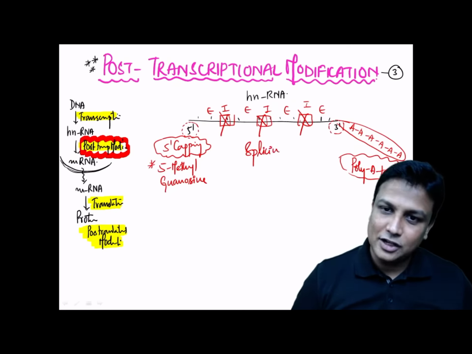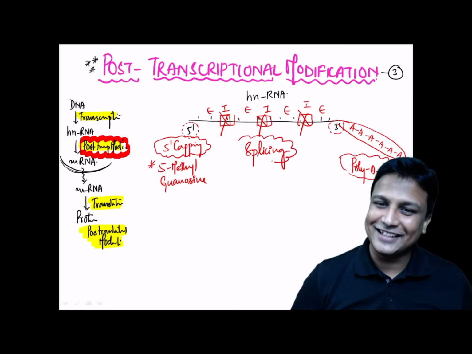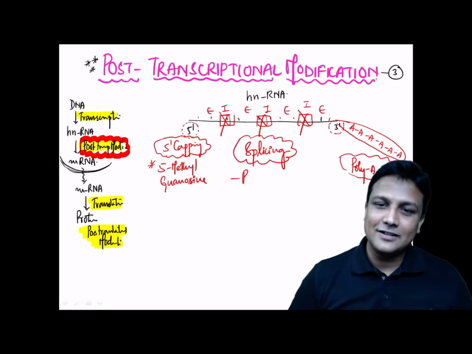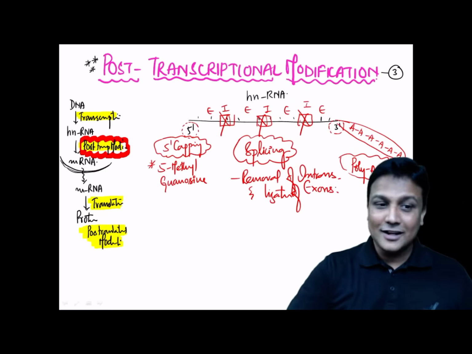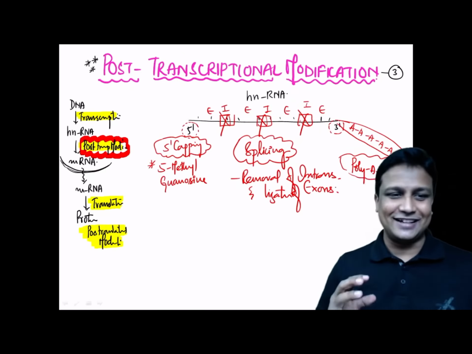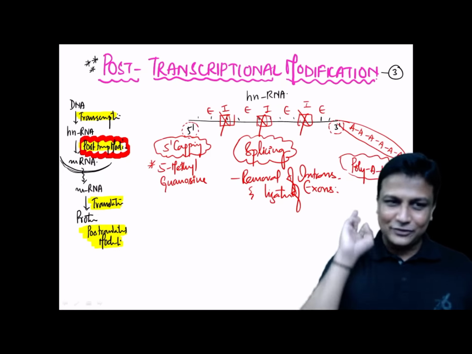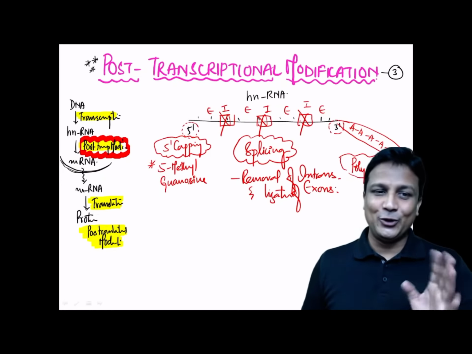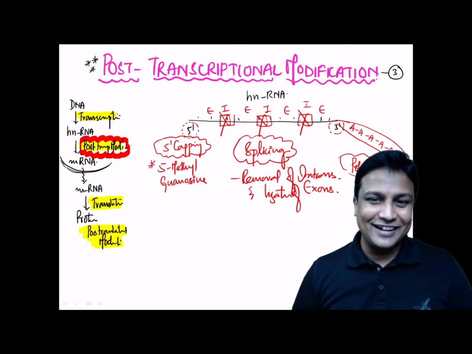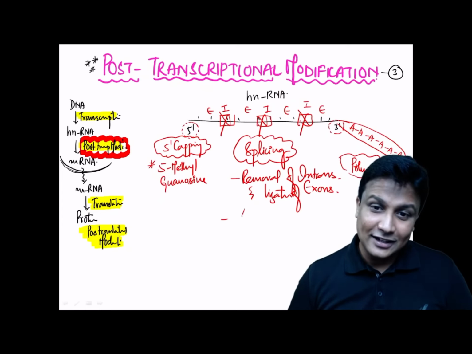What is this modification number 3 known as, guys? Splicing. So what is the meaning of splicing here? Splicing means removal of introns and ligation of exons. Removal of introns and ligation of exons is nothing but splicing. That is modification number 3. Now, is it done automatically? No. Nothing can happen automatically here like that. It is done with the help of a certain enzyme. Which enzyme here?